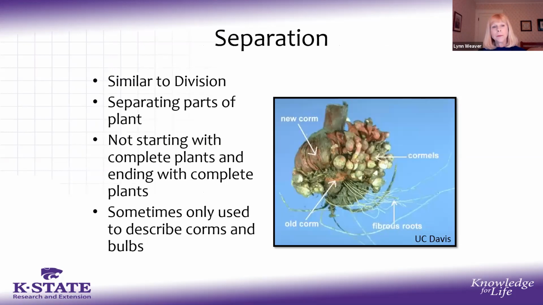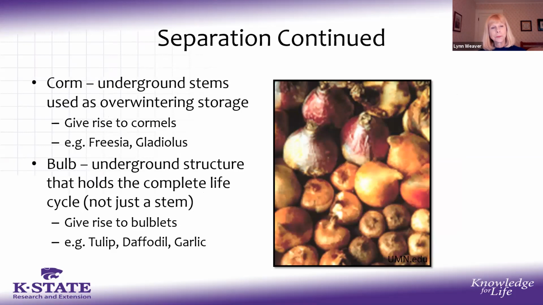Separation is similar, only here we're separating parts of the plant. We're not starting with whole plants, and we're not ending up with whole plants. Sometimes separation is used just to describe corms and bulbs. So what's the difference between those two?